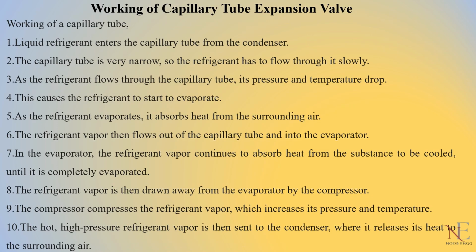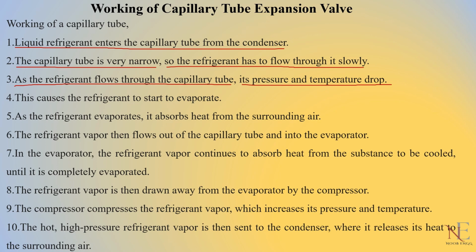So, the working of a capillary tube expansion valve, as explained in the previous slide, is as follows. Liquid refrigerant enters the capillary tube from the condenser. The capillary tube is very narrow, so the refrigerant has to flow through it slowly. As the refrigerant flows through the capillary tube, its pressure and temperature drop. Now you understand why the pressure and temperature drop. This causes the refrigerant to start to evaporate. As the refrigerant evaporates, it absorbs heat from the surrounding air.